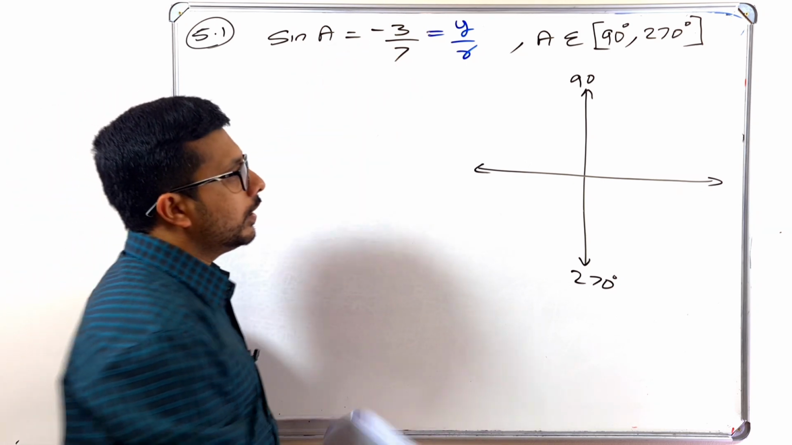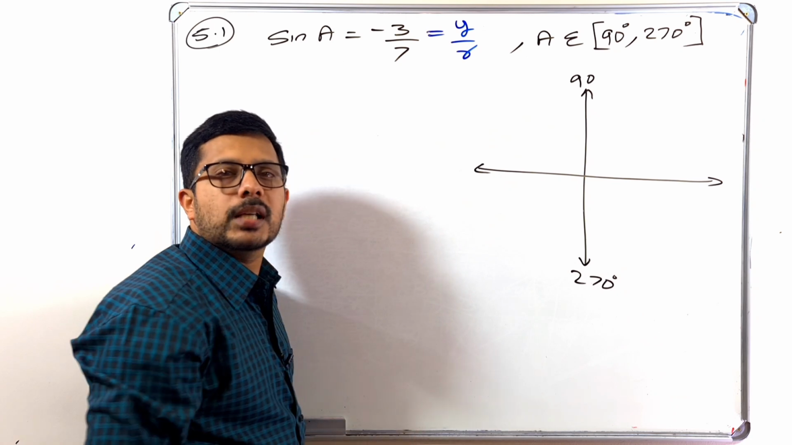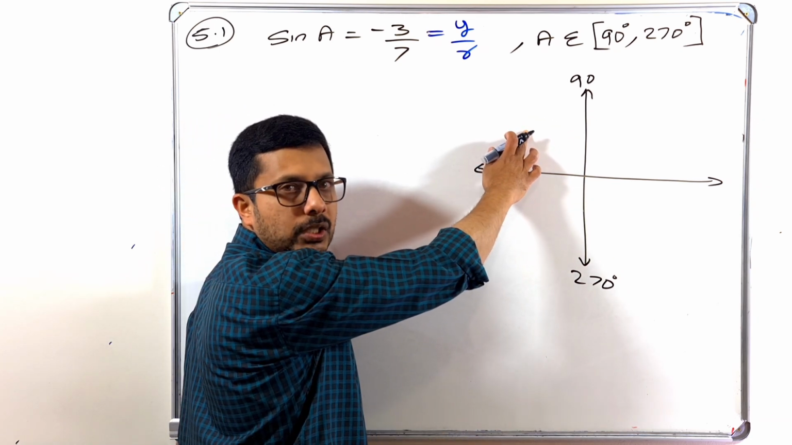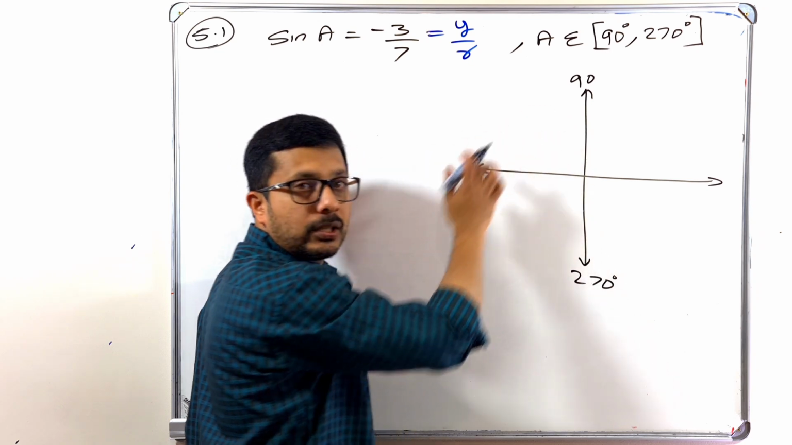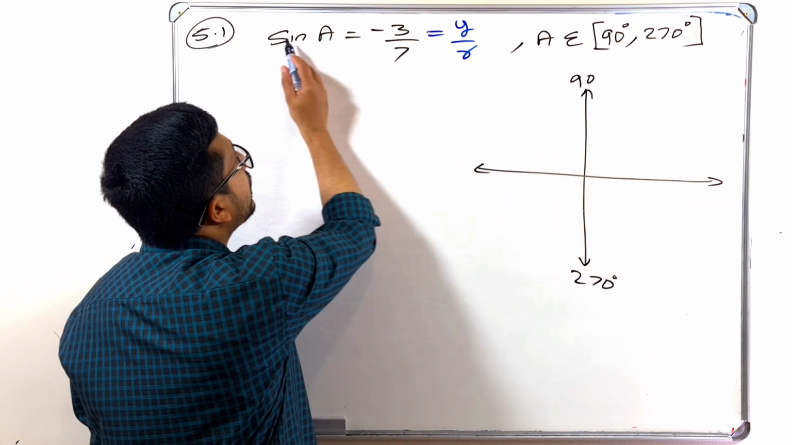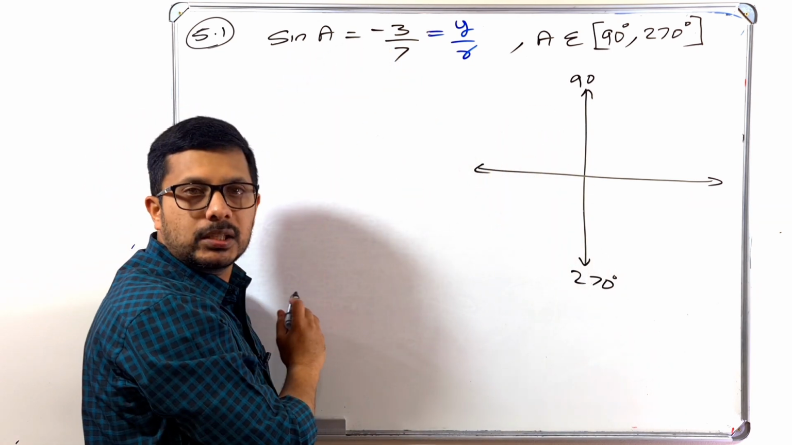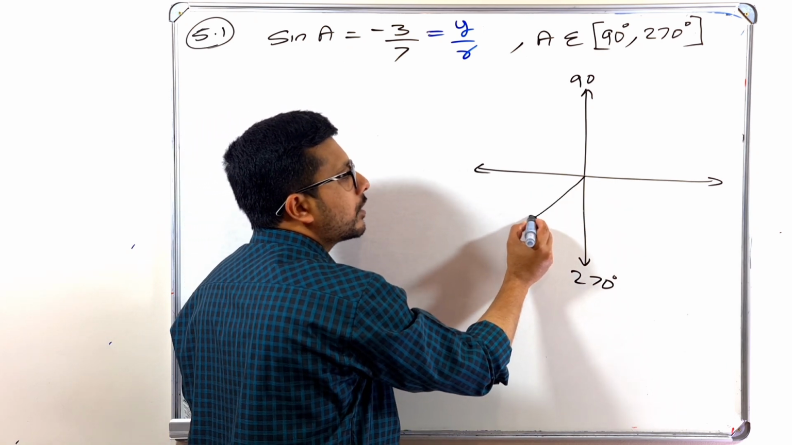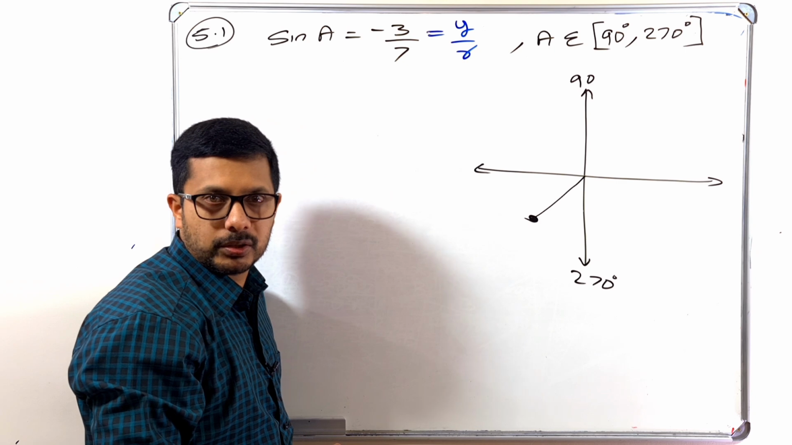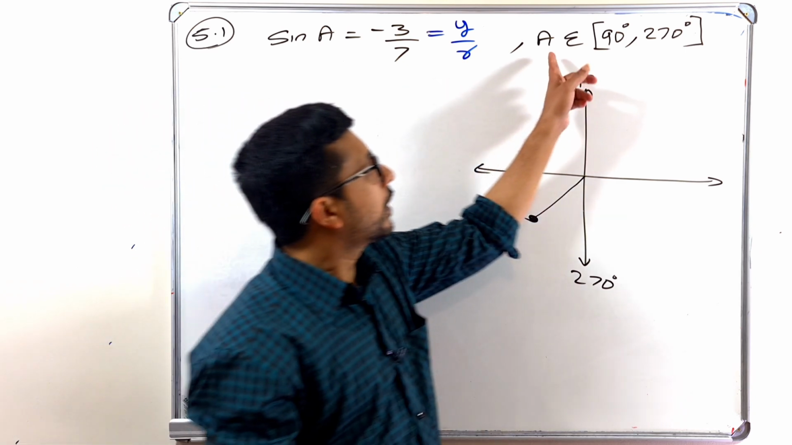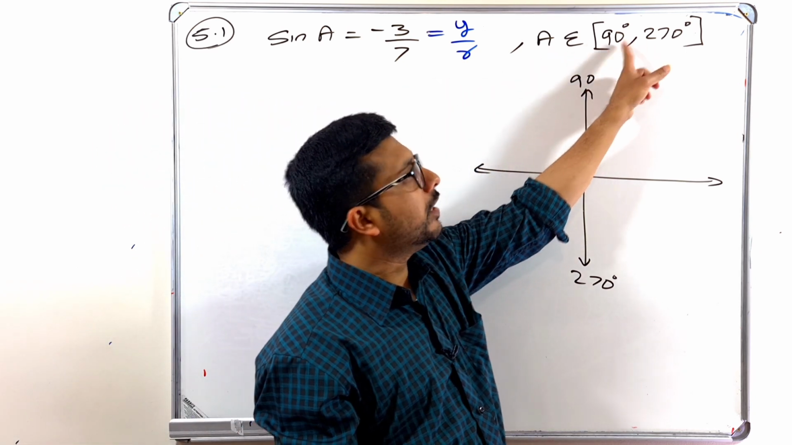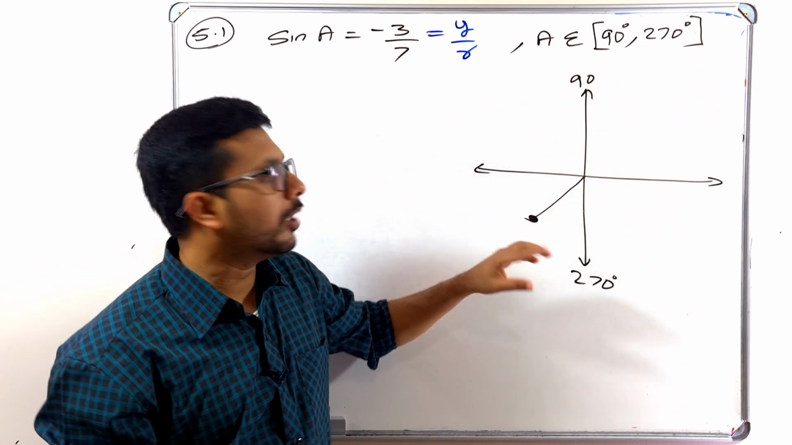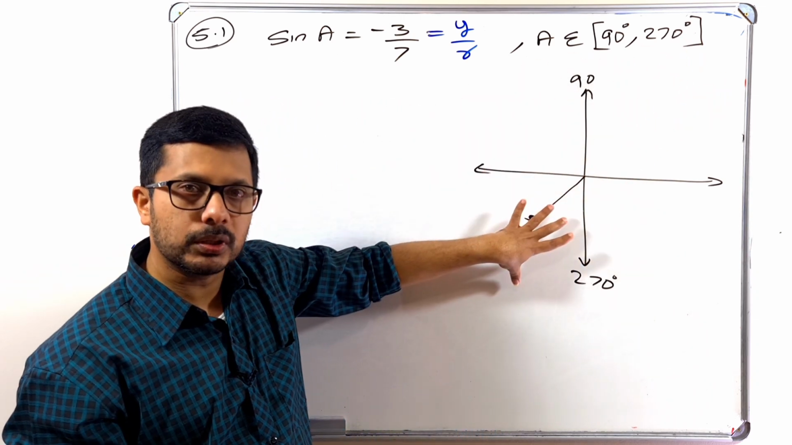But in the second quadrant, what is sine? You already studied that in the second quadrant sine is positive. So is it possible to be in the second quadrant? No, because here the sine of the angle is negative. So the only possibility is that the angle is in the third quadrant. Listen once more: a is an element of 90 to 270, so from here we understand that it can be either in the second quadrant or third quadrant.